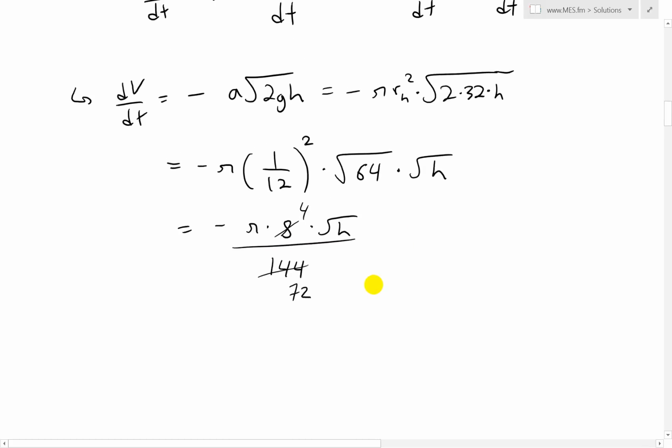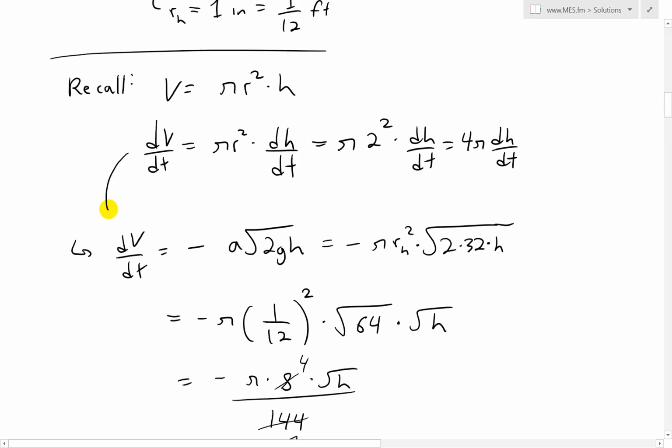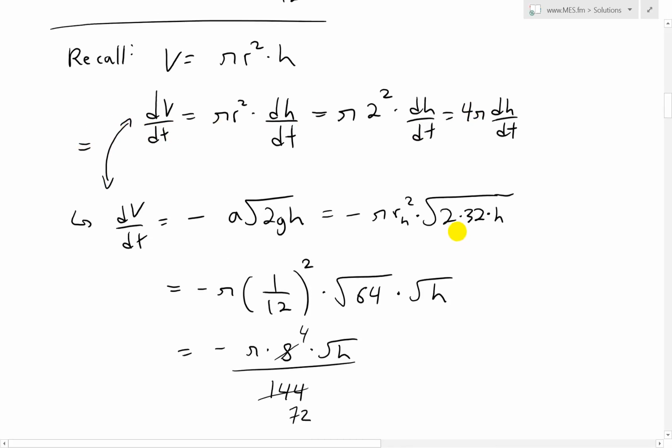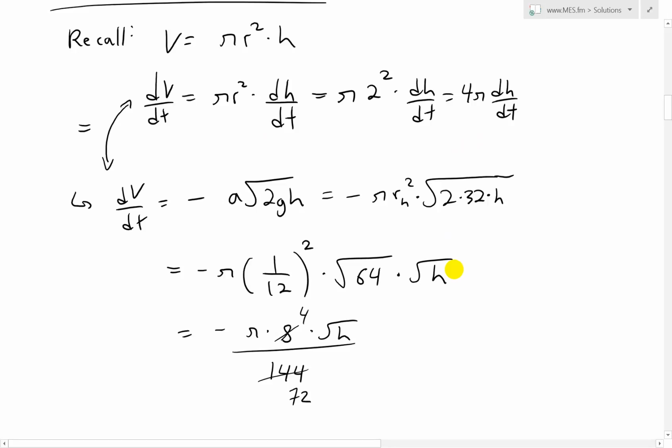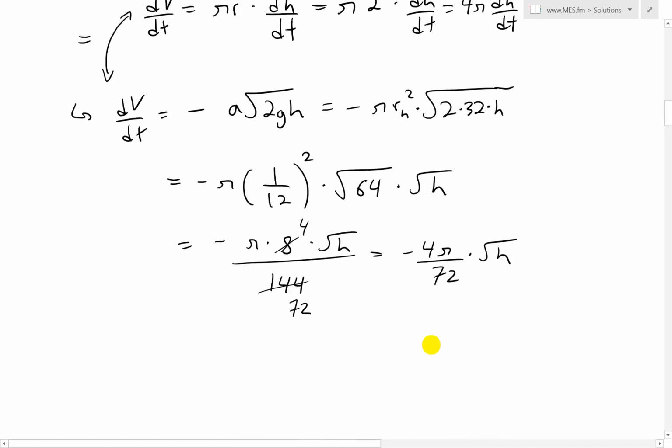Now we could simplify this further, but what we're going to do is equate these two. These are equal, and there's the 4 here. We'll just leave that because it will cancel. So this ends up equaling negative 4 pi over 72 times the square root of h. So let's equate these two.